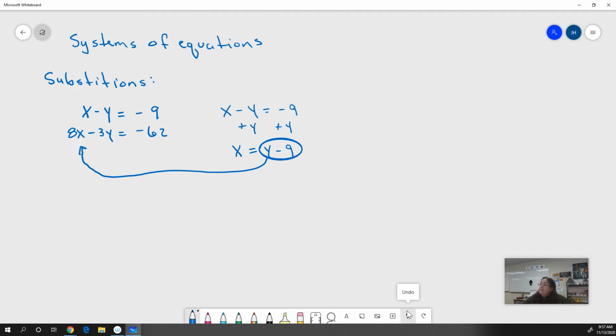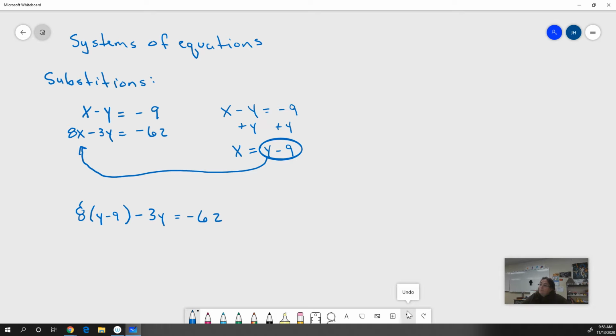My bad. So I have 8x, right? Well, what do I know about x? I know it equals y minus 9. So I can just put in y minus 9 wherever there's an x. Minus 3y equals -62. Notice I no longer have an x in here, right? I only have one variable now. So I can just solve this for y.